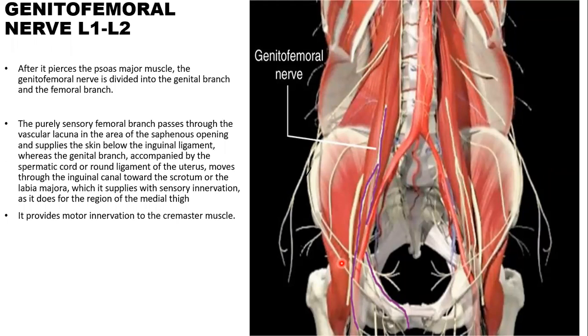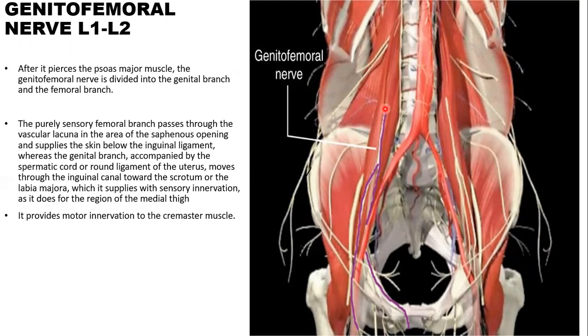The next nerve I'll talk about is the genitofemoral nerve, from L1 to L2. Just by the name itself, the genitofemoral nerve divides into two terminal branches, the genital part and the femoral part. This nerve pierces the psoas major muscle. So that's the nerve there, and that's the psoas major muscle. It will pierce the psoas major muscle.